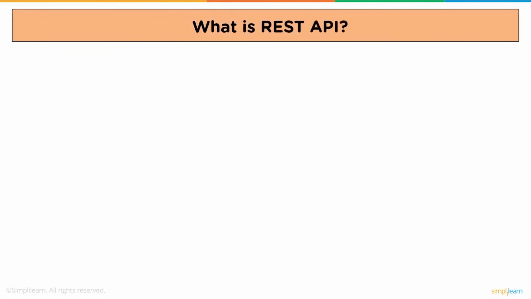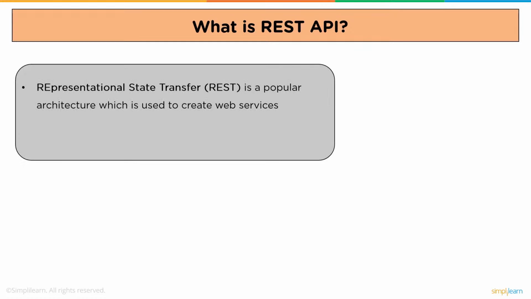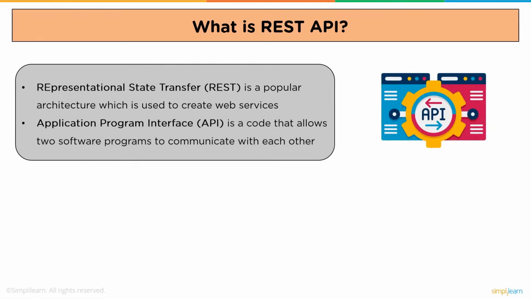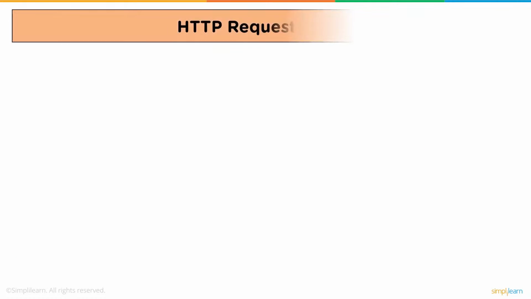We'll see what is REST API. But before that, what is REST and what is API? REST means representational state transfer. REST is a popular architecture which is used to create web services. Now, API is an application programming interface. It is a code that allows two software programs to communicate with each other. REST API is a software that allows two applications to communicate with each other with the help of internet and various devices.